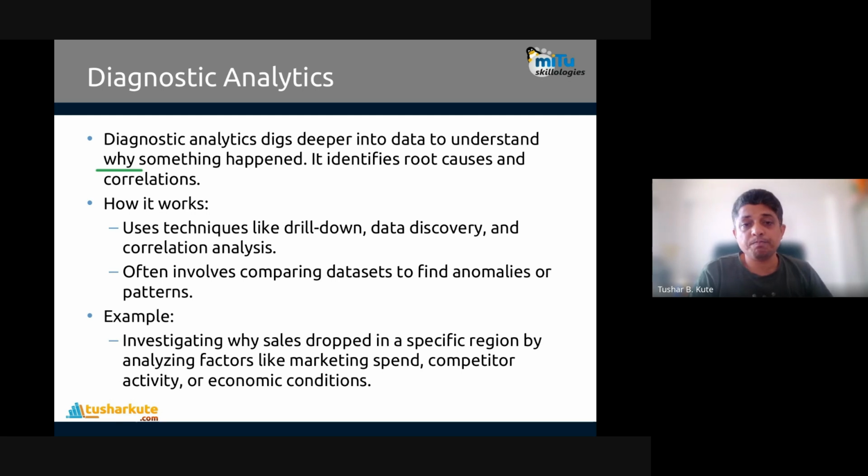Let's take an example of it. Investigate why sales dropped in a specific region by analyzing factors like marketing spend, competitor activity, and economic conditions. Reasons are given there. Marketing spend is less, competitor activities are more, economic conditions are bad, and that is the reason why sales dropped. That is why I have diagnosed it. I have done the diagnosis analysis over here. This plays a very crucial role in business analytics to perform the analytics.